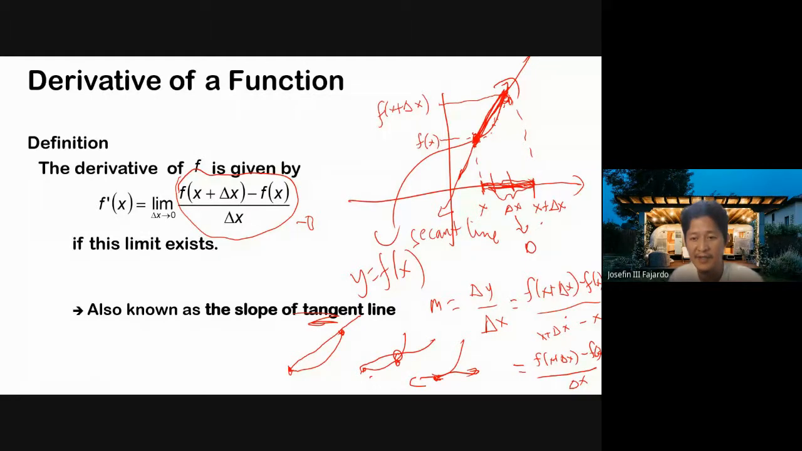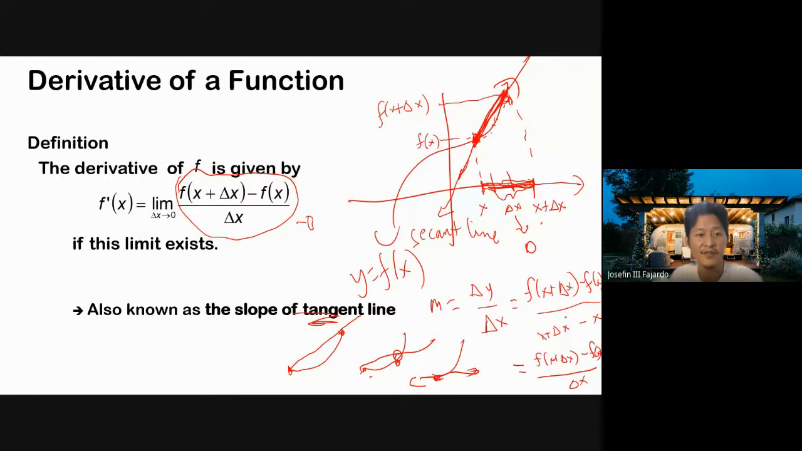Malinaw po. So that's why later on, a direct application of the derivative is we consider that the derivative will serve as the slope of the tangent line. So if we try to get the derivative later on, notice that we can easily get the equation of the tangent line by considering the derivative to be the slope of the tangent line at any point on the graph. Okay, so yun ang direct application ni derivative.